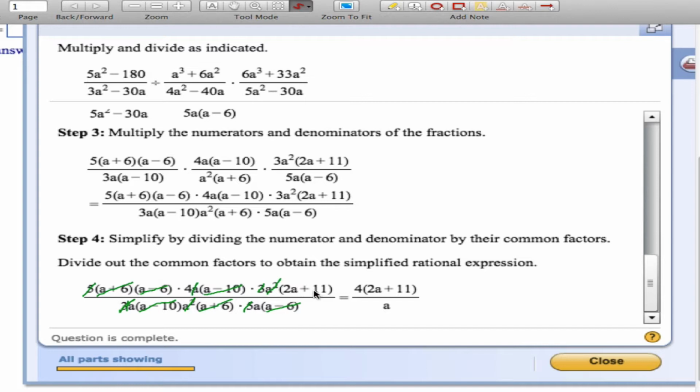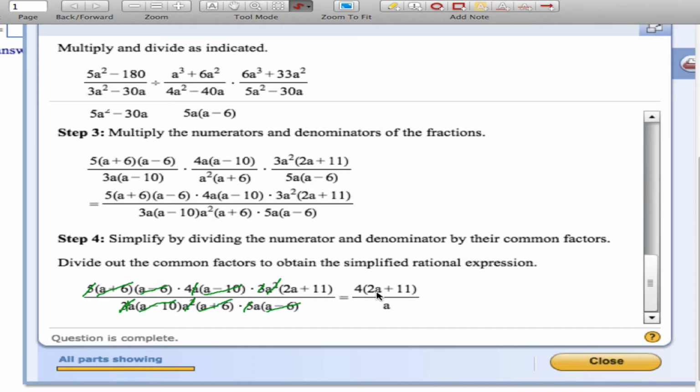So I've canceled everything that will cancel out, so now I just go back and see what's left over. That's gone, gone. Oh, there's this 4, so that appears right here. And then there's the 2a plus 11, which appears right here. And then finally, in the denominator, I just have this a. So I get this a here, and this ends up being my final answer.